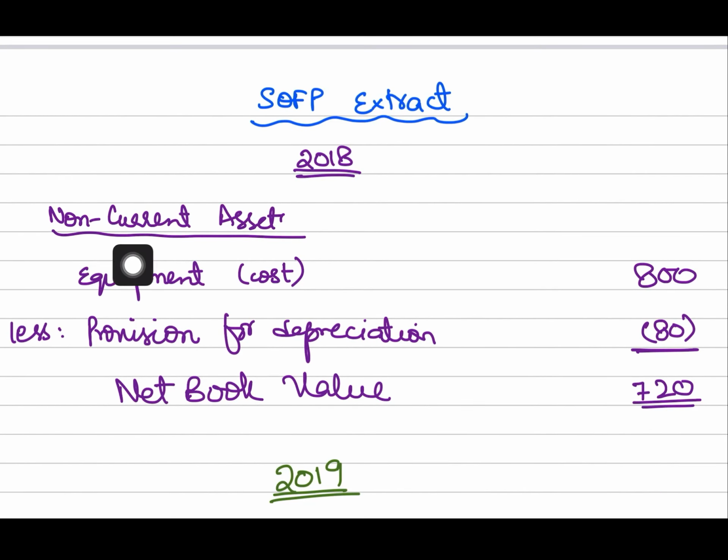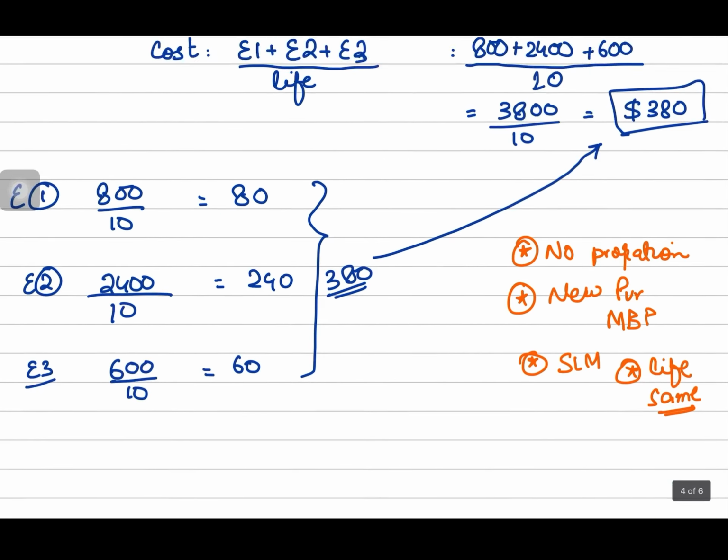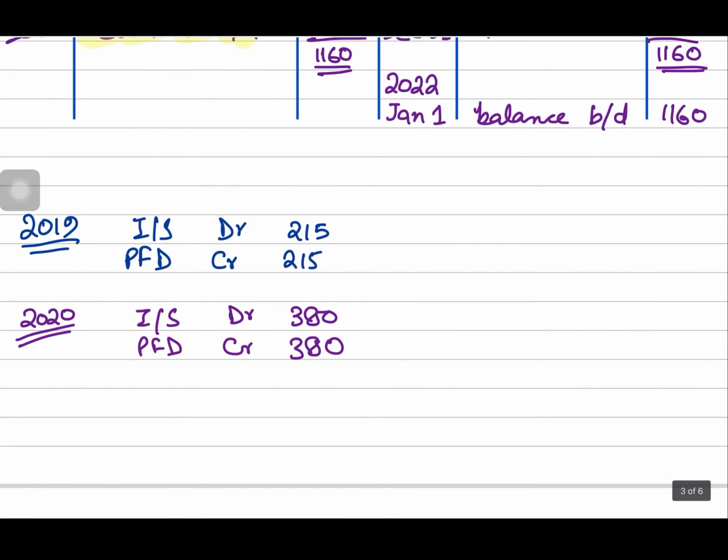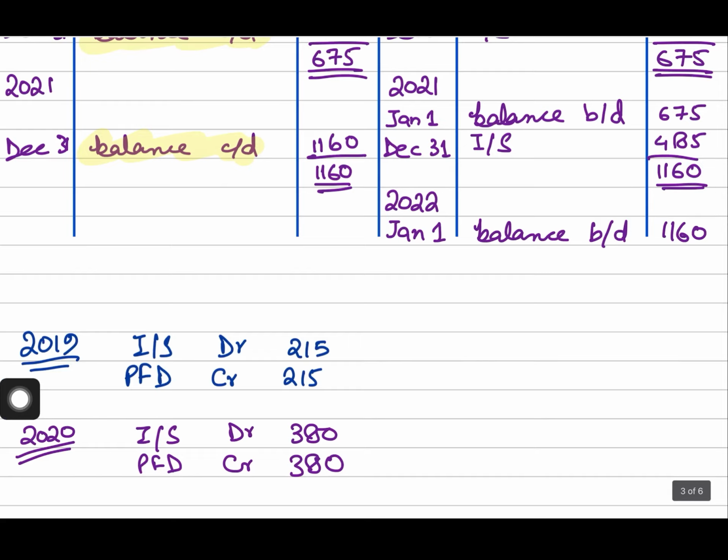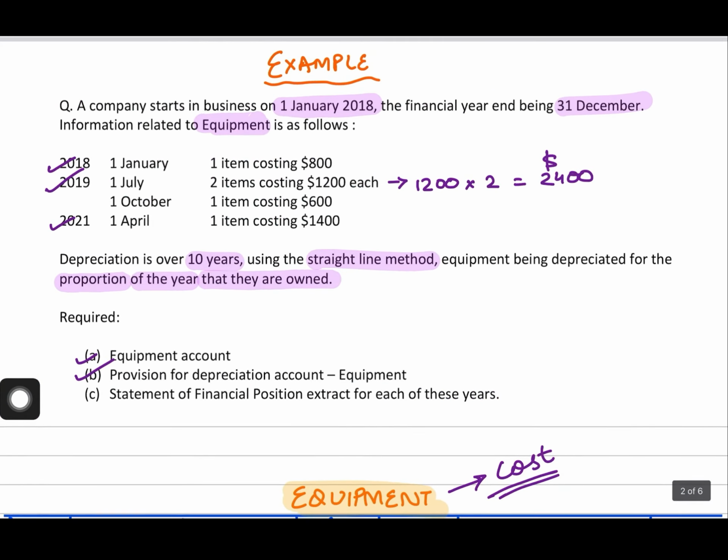If you have so much time, then you can follow this format as well for making the extract for each of the years. So this is how we do the workings, this is how we make the T accounts, this is how we make the double entries if we are given any such question.